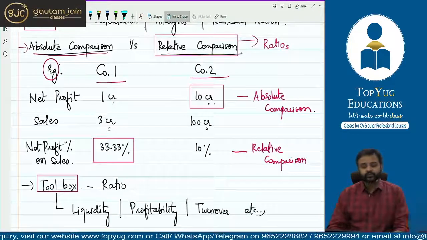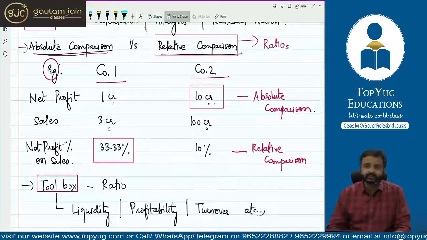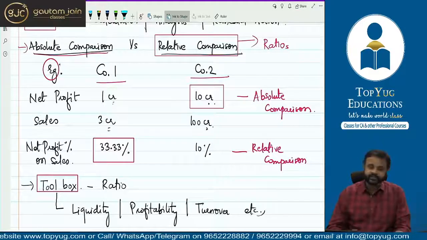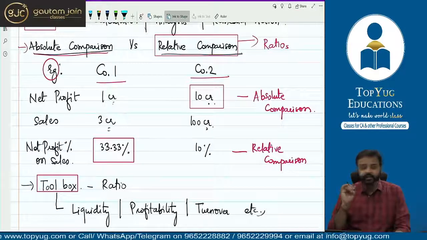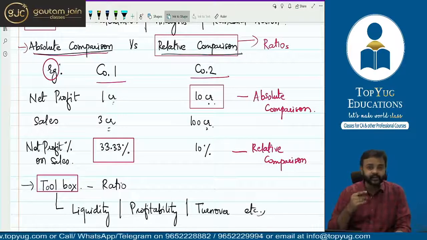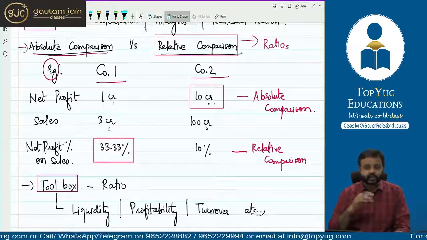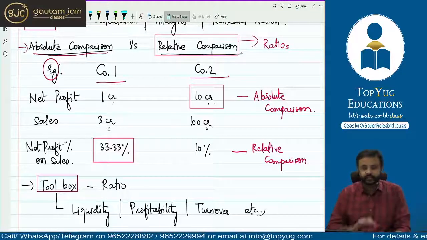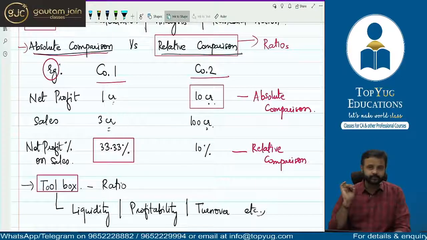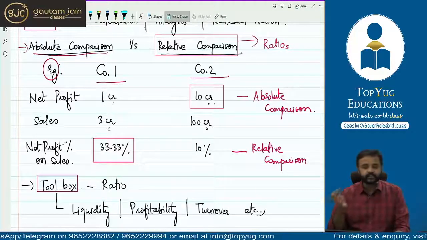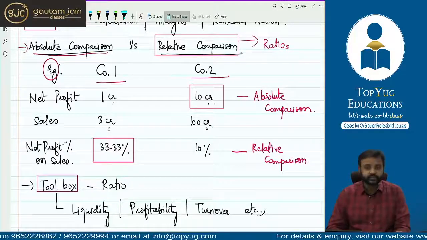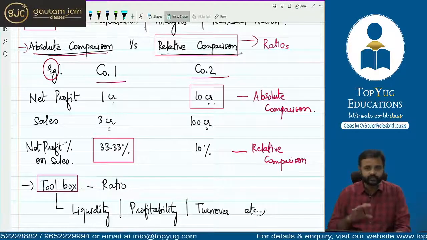Then I've also told you that there can be two types of comparison. One is absolute comparison, another one is relative comparison. Absolute comparison means just comparing the two figures, but relative comparison means comparing in relation to, correct? You compare that particular figure in relation to some other figure as well. Like we said, simply talking about net profit of two companies and saying, like in our example, we said company 2 is doing better because it is having a net profit of 10 crores. But the moment I give you the amount of sales, right, which is 3 crores and 100 crores respectively, that is of the two companies.